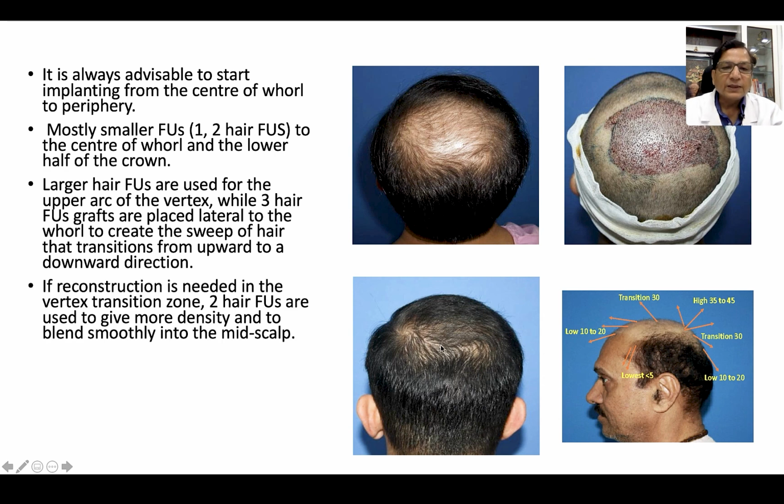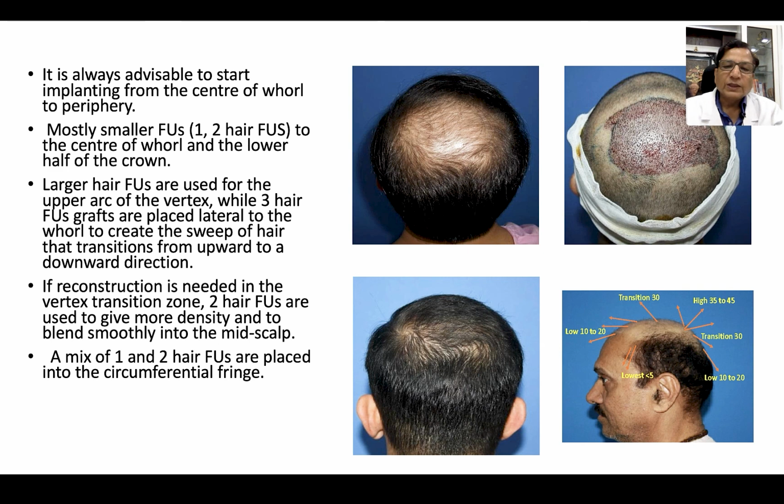If reconstruction is needed in the vertex transition zone, two-hair follicles are used to give more density and to blend smoothly into the mid-scalp area. A mix of one and two hair follicular units is placed into the circumferential fringe laterally.